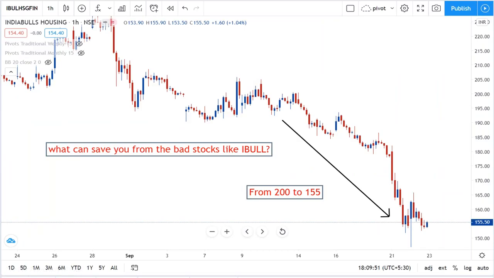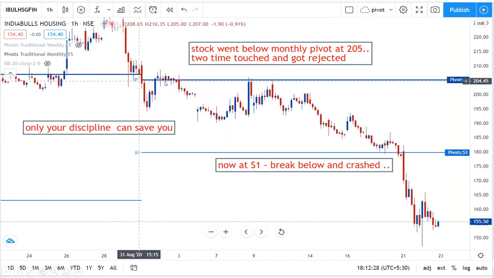Now, what can save you from stocks like India Bulls? This stock went from 200 to 155. So again, the answer is pivot. You can see here, on 3rd August it came below the pivot, convincingly closed below, going down. Again it tried to go above it 2 times, never able to go above it. Then again it came down. Now see the result after the S1 breakdown. Can you see? So what we can conclude is that above the pivot level a stock is bullish, and once it crosses the R1 level, it catches momentum. Getting my point?